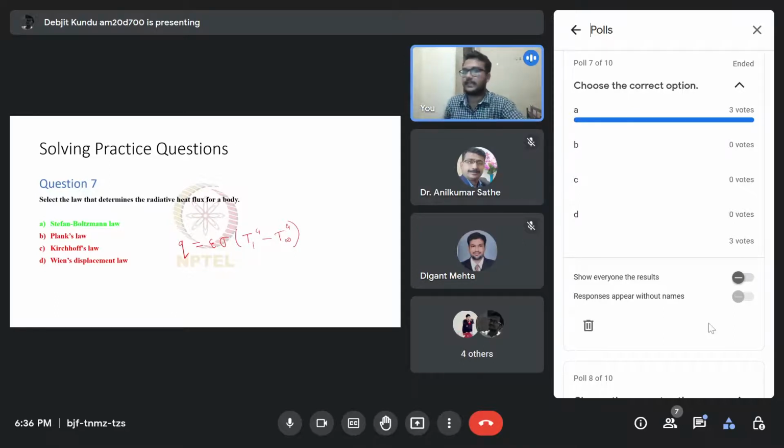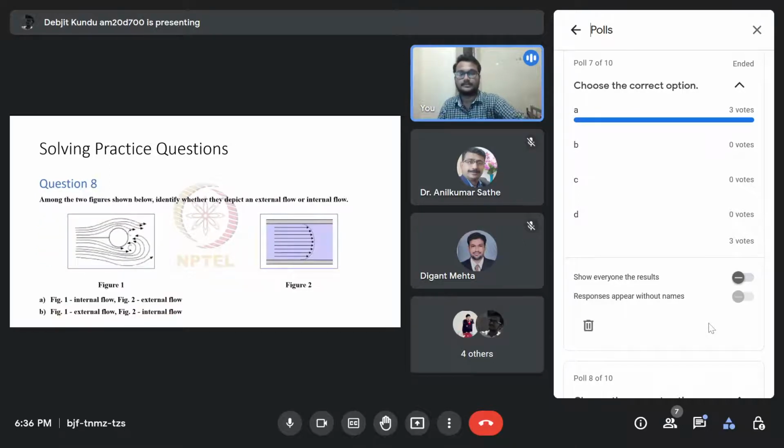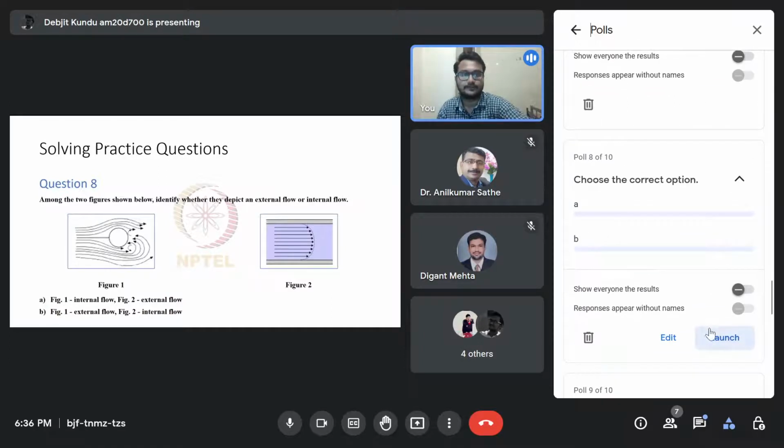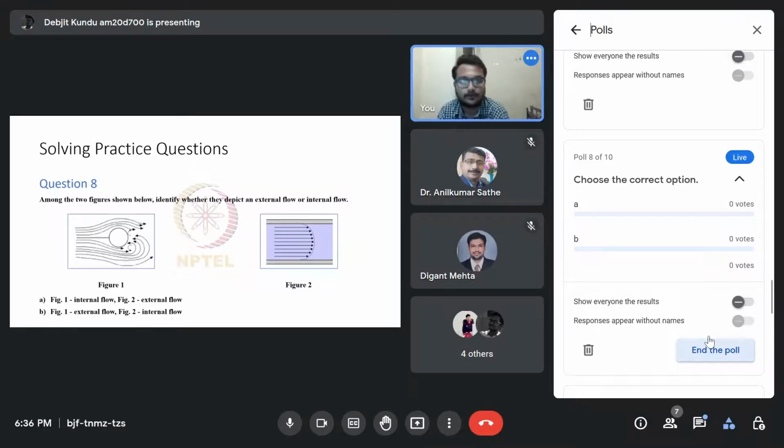We'll move on to question number 8 of today. Here we can see there are two figures given, and each of the figures represents a certain flow regime, and from that you have to identify which one represents an external flow and which one an internal flow. This identification, although it may seem trivial, is the first step for solving problems in real engineering situations.